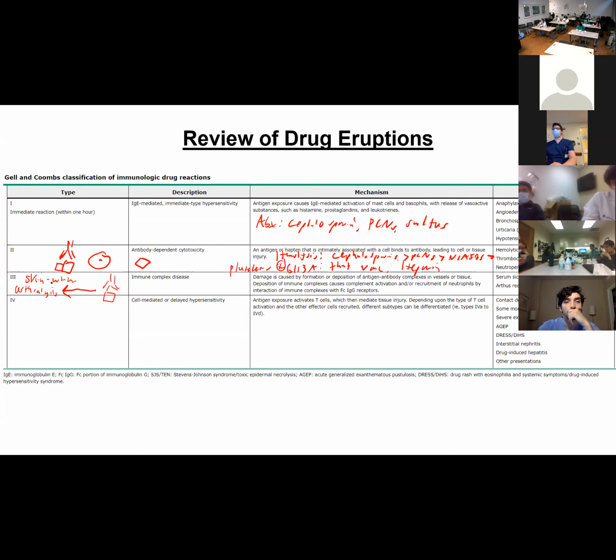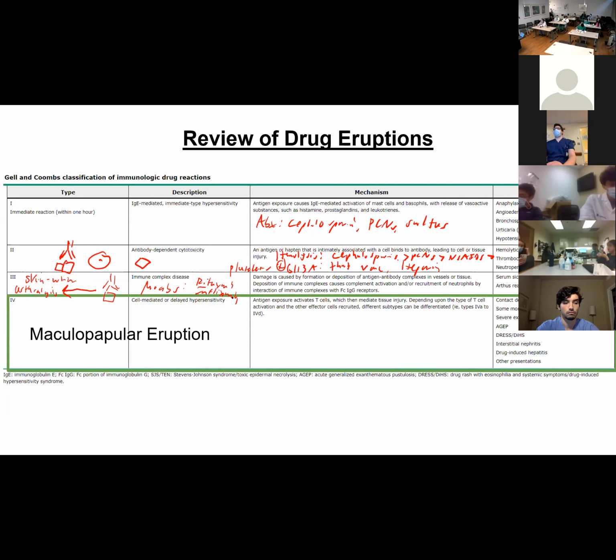The typical ones that will do this: does anyone know what medications typically cause serum sickness-like reactions? They're a group of meds, and they're larger molecules, and that's why they do it. Yes, MOABs. MOABs are your typical offenders. It doesn't happen that much because I think they've gotten better at making MOABs and making them smaller, so they don't elicit such strong immune reactions. But typical ones are rituximab, infliximab, things like that.